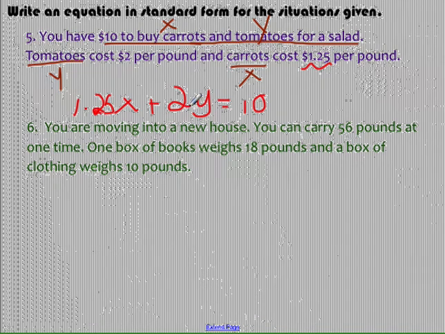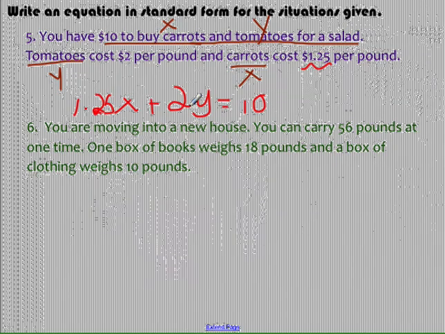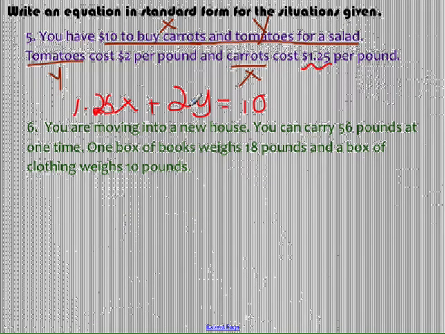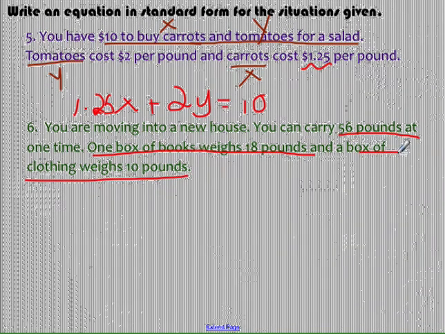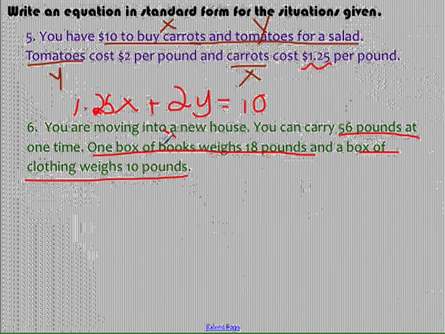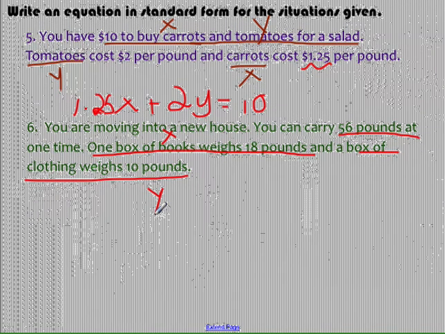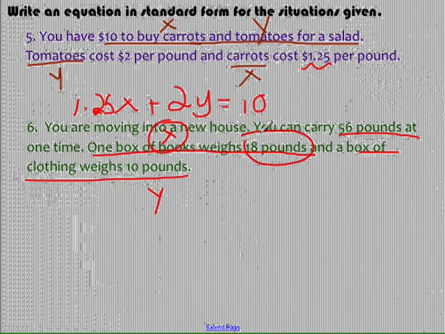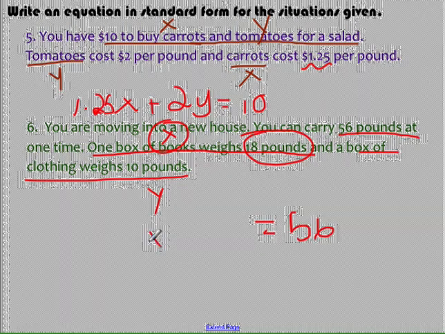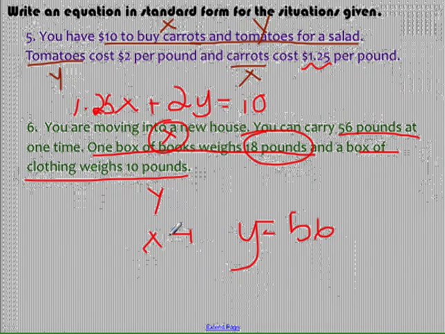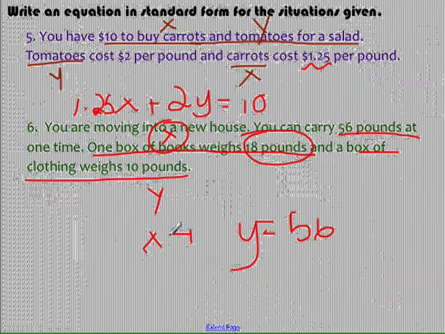Okay, so next, let's take a look at number 6. We're moving into a new house. You can carry 56 pounds at one time. One box of books weighs 18 pounds, and a box of clothing weighs 10 pounds. I'm going to let boxes of books be X, and boxes of clothing be Y. I'm going to have you finish this one up on your own. Know that the box of books X is 18, and we can carry a total of 56. I'm going to get it almost all the way set up for you, and I want you to finish up the rest of that.